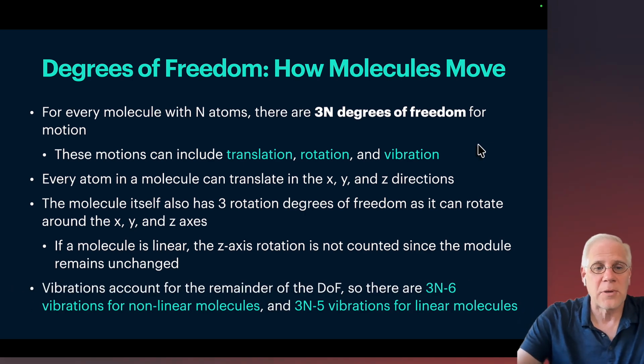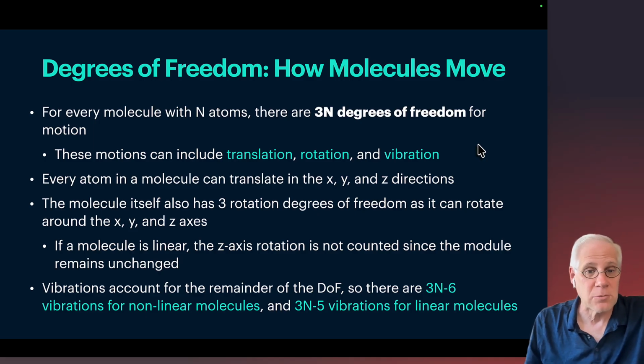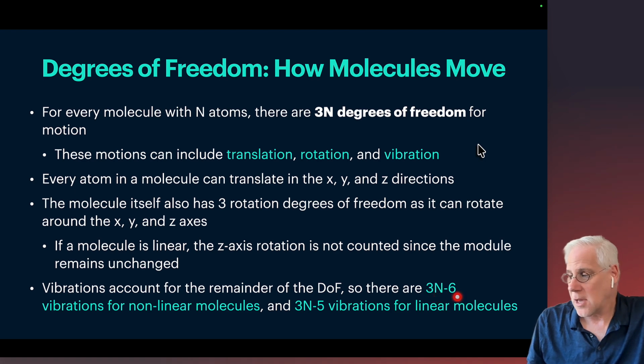So where this ends up is that we have 3n total degrees of freedom. Your translation uses up 3 of them, moving in the x, y, and z directions. And your rotation uses up 3 of them for a nonlinear molecule and just 2 of them for a linear molecule. So all of the rest have to be vibrational modes, vibrational motions. And so we started with 3n, and we subtract 6 for the 3 in translation and 3 in rotation for nonlinear molecules.